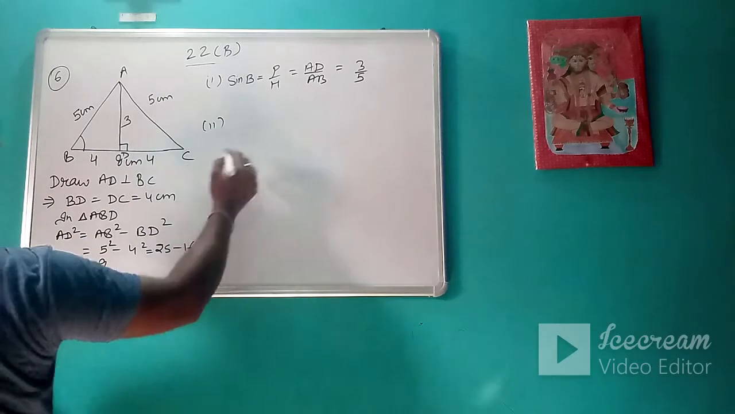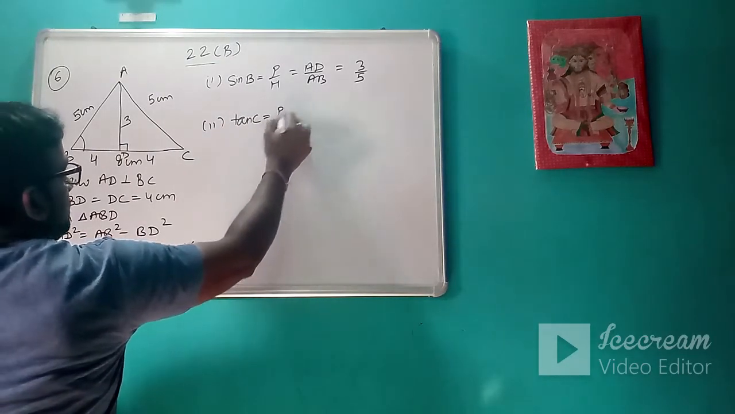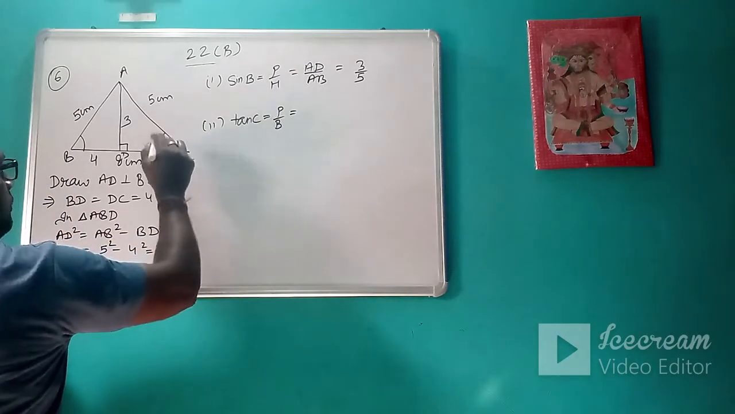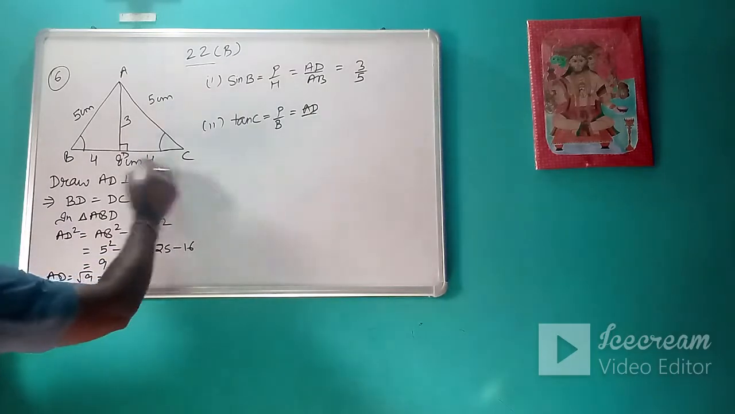Then the second value that we need is tan of C, perpendicular upon base. So this is your angle C. For this angle C, perpendicular will be AD and base will be DC.